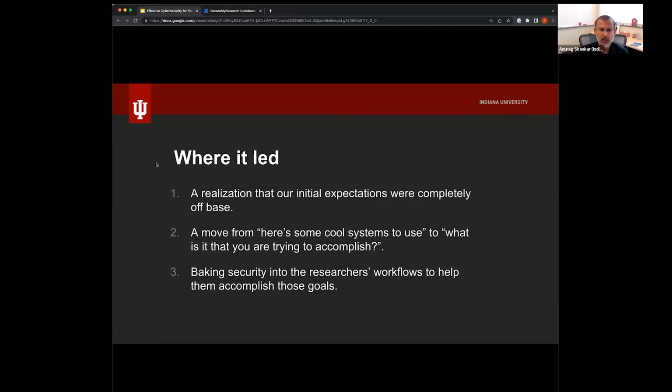So where it led ultimately was first to the realization that our initial expectations and our approach were completely off base. This top-down, traditional approach to cybersecurity was not going to work. So instead of saying, here's a bunch of services you can use, we started engaging with them one-on-one and asking, what is it you're trying to accomplish? And then taking these systems we had made compliant and other resources and stringing them together into what I call baking security into the researchers' workflow so that they could accomplish those goals. So we stayed with them through the process.